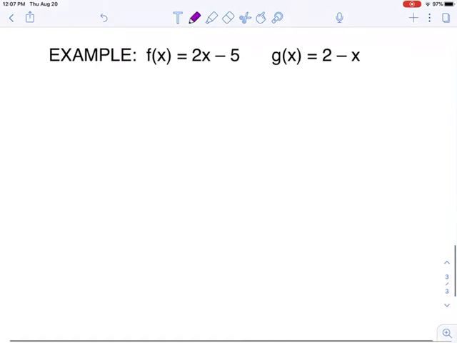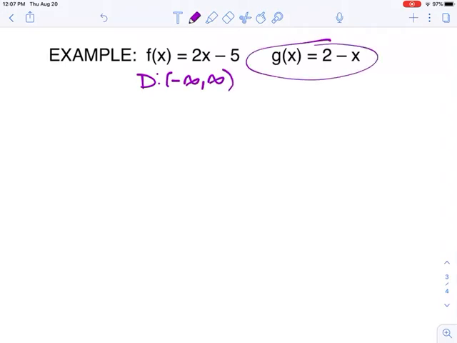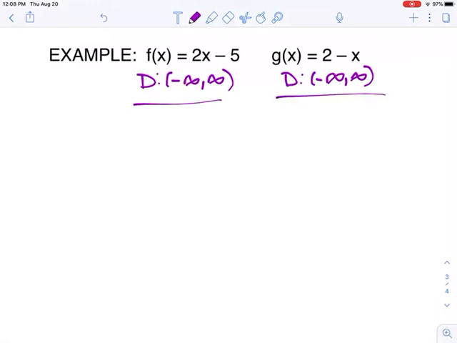Okay, so first of all, let's talk about the domains of these two. f of x looks like a linear function, y equals mx plus b, right? And so we know that any linear function is going to have a domain of all real numbers. g of x is also a linear function because it's in that form of y equals mx plus b, or you can just notice that we have an x to the first power. So its domain is all real numbers.